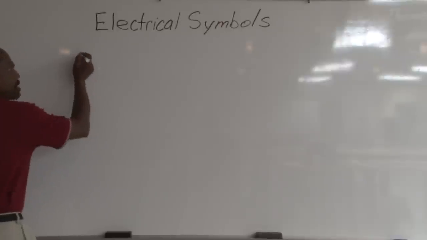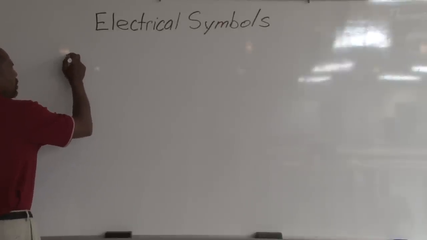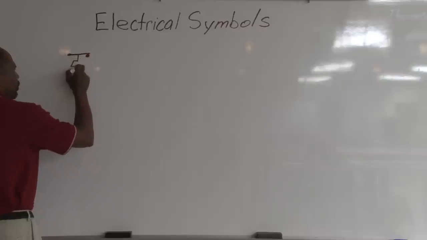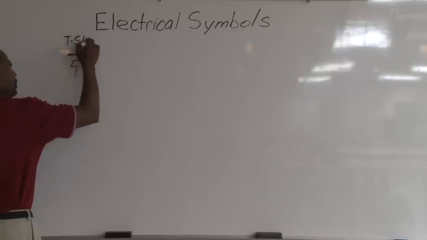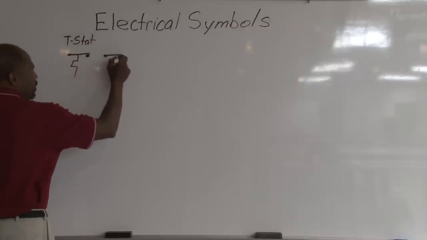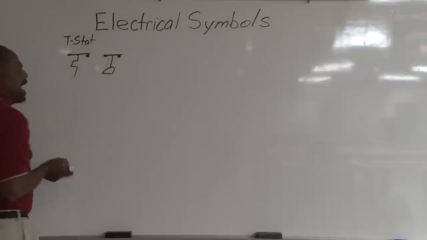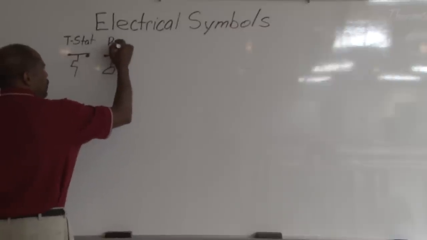In a circuit, I'm going to draw a few different symbols that we will see and how you will recognize them. That's a switch. This will be a thermostat. This is a pressure control. It looks like a thermostat, but it will have a half circle. Pressure control.